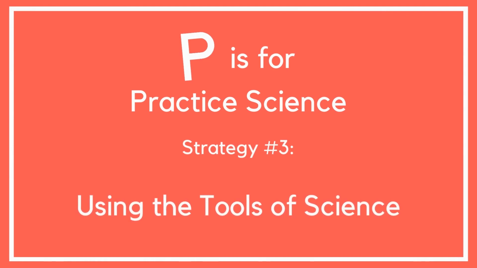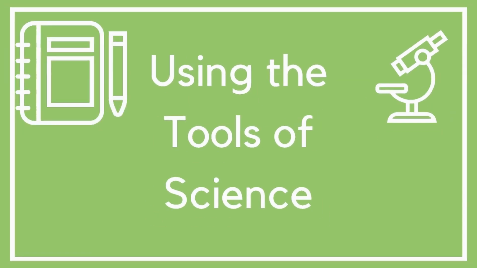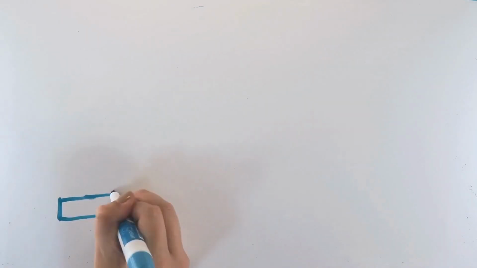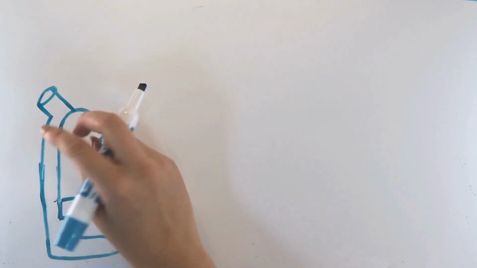In this video, we're going to talk about the practice science strategy using the tools of science. Tools of science are the physical tools we use for observation, measuring, and communication. These tools can be used to support children's learning as they explore science concepts in the classroom.